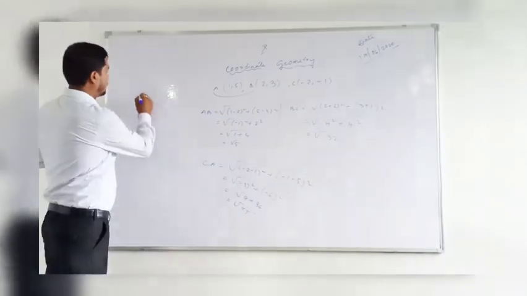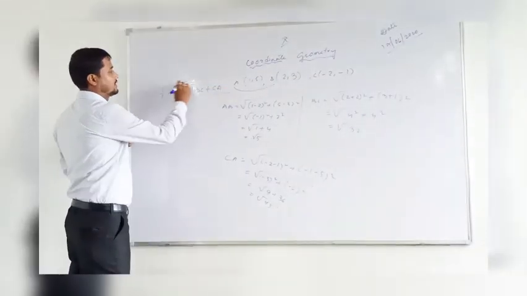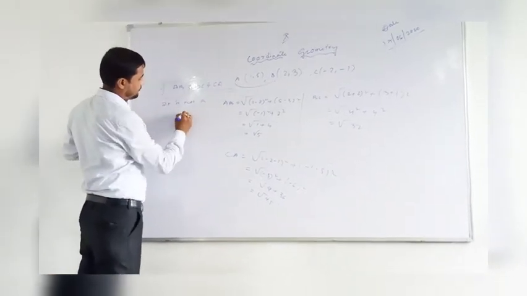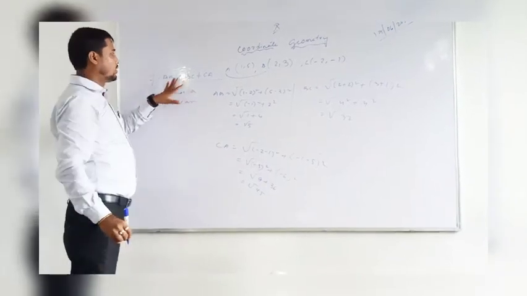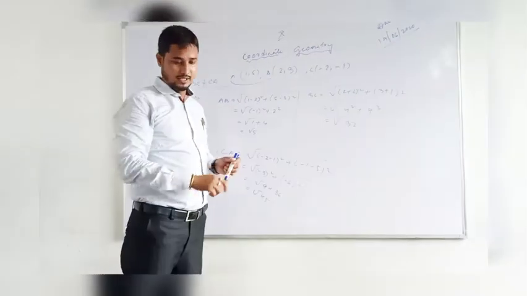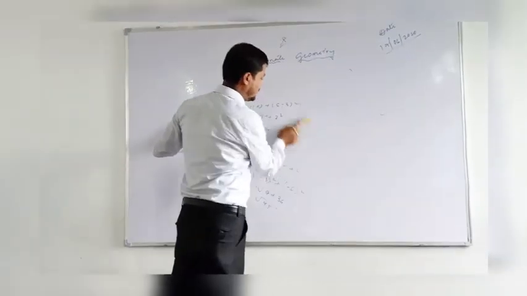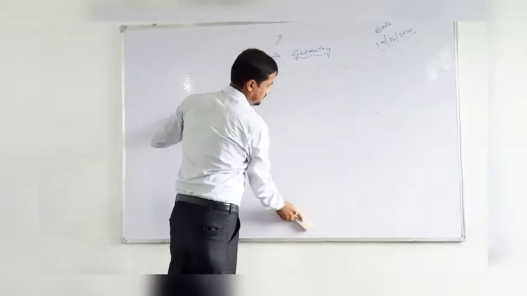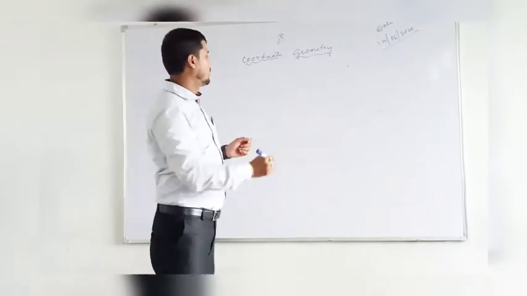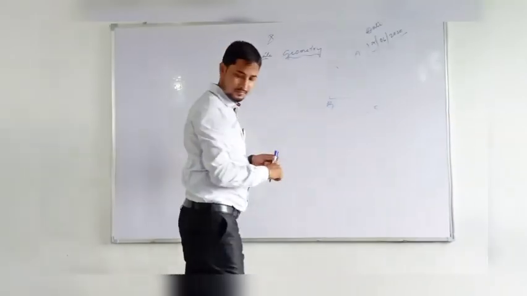Now, therefore, AB not equal to BC, not equal to CA. Therefore, this is not collinear, because all the sides are unequal. That is AB not equal to BC not equal to CA. Now question number 4. A similar question is given. One triangle ABC is given.